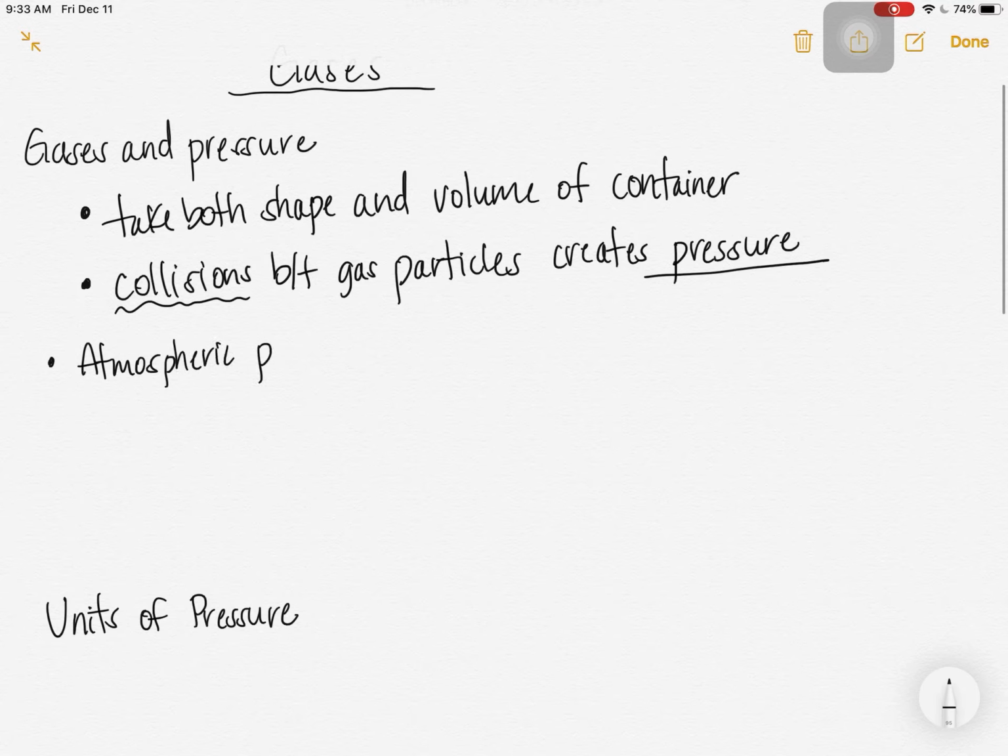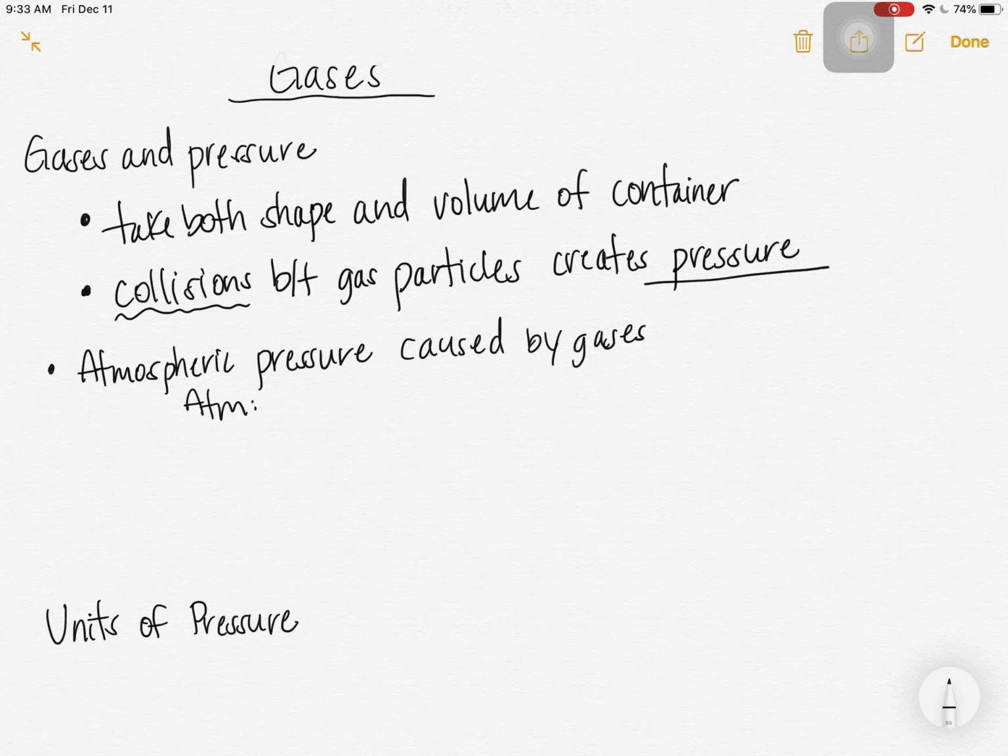Most of us know that we have an atmospheric pressure. Actually, if you ever listen to the Weather Channel, you might hear them say, the atmospheric pressure today is blah, blah, blah. It changes on a daily basis with the weather patterns. But atmospheric pressure is caused by gases in our atmosphere, of course.